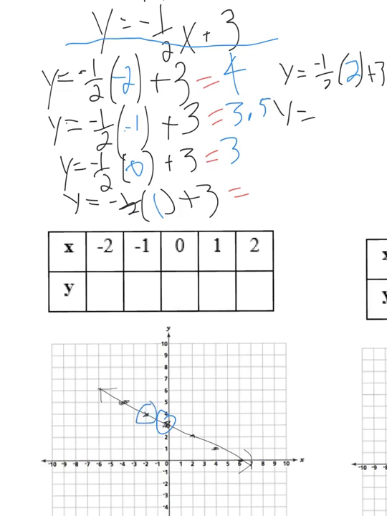Should point that out. Negative 1/2 times 1 plus 3, well, that's going to be 2.5. And then the last one, y equals negative 1/2 times 2 plus 3, well, that's just going to be 2. And we should see that at 2 comma 2. We should see a point right there, and we do see a point at 2 comma 2. Okay, so that's it for that one. What I want you to do is do the next one on your own, and then I will post the answers on this, and I'll just do a real quick explanation.